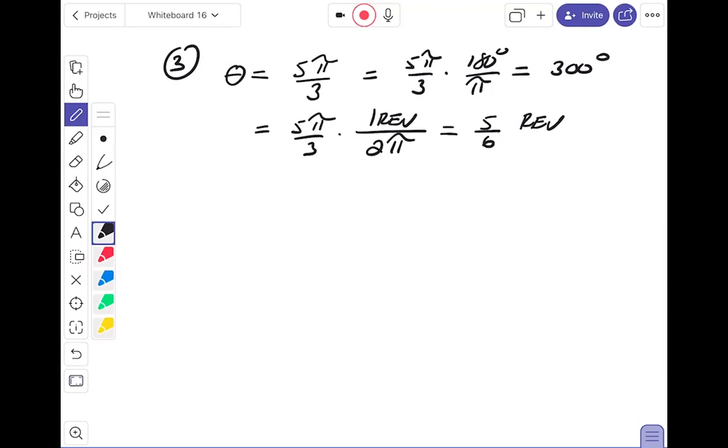Now, what they want me to do is find the values of the 6 trigonometric functions. Well, I can't say this enough times. We're going to visualize it, right? And I'm going to put that circle down.